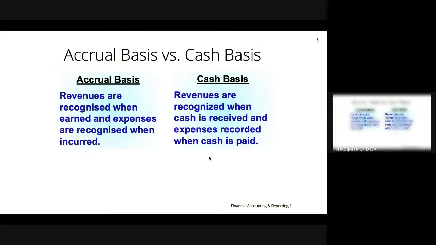Similarly, when talking about expenses, you recognize your expense when it's incurred, not when it is paid. Sometimes you incur the expenses, but you pay for them later in the future. So you have to recognize whatever expenses are incurred, even though they have not been paid. That's why we have to take into account the adjustment. Under cash basis, revenues are recognized when cash is received and expenses recorded when cash is paid. That's why we call it cash basis accounting.